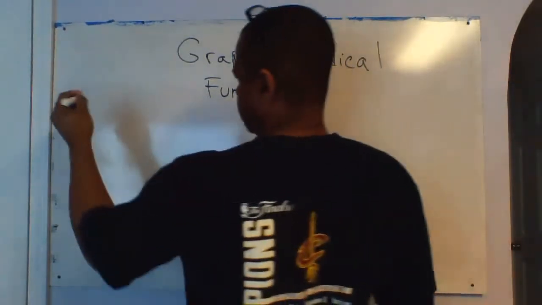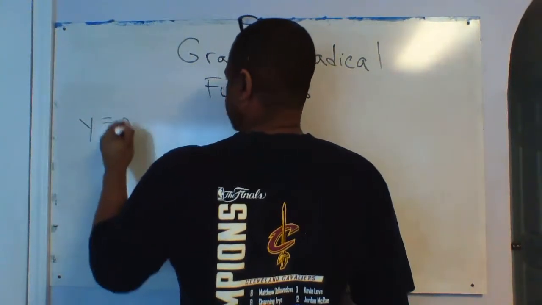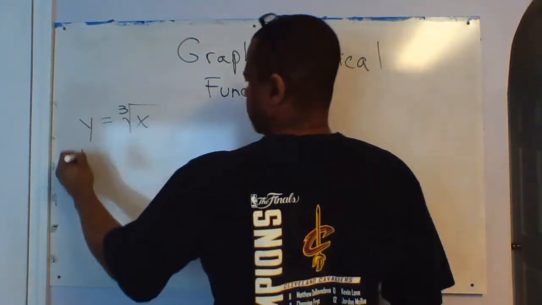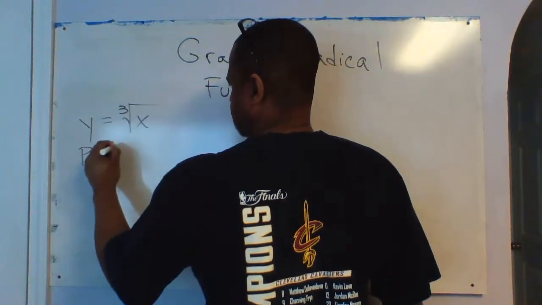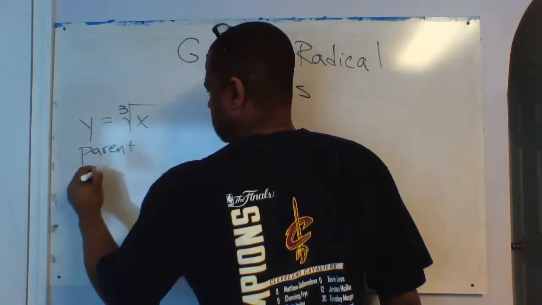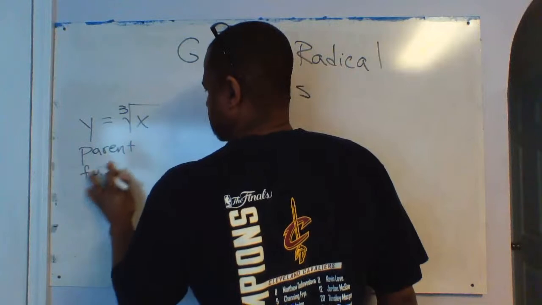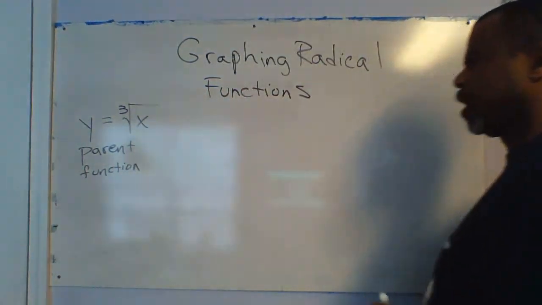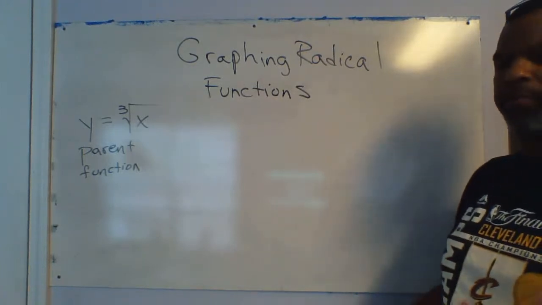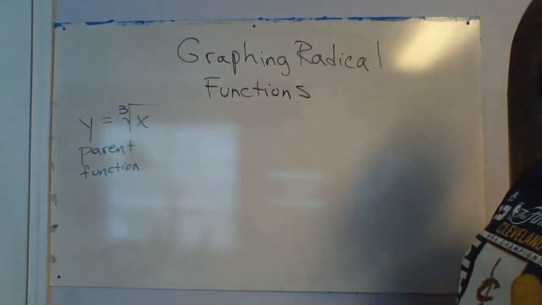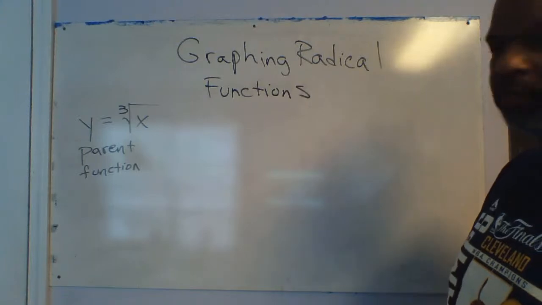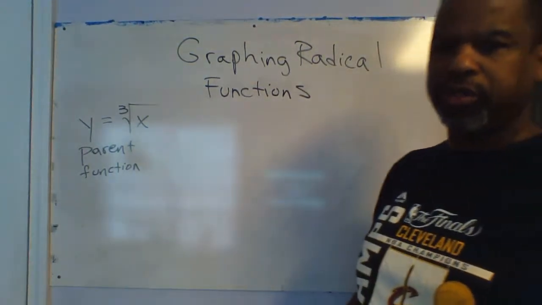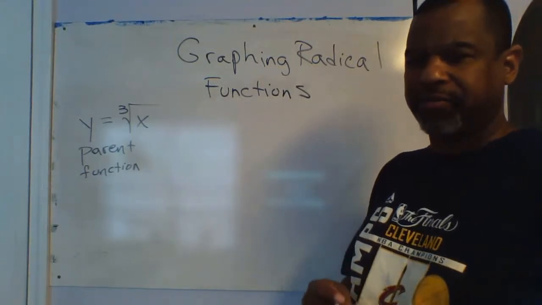So we're going to do y is equal to the third root of x. So again, this is your parent function. Just like we had to find perfect squares, now we got to find perfect cubes. And the thing about cubes, your solution can be negative and positive.